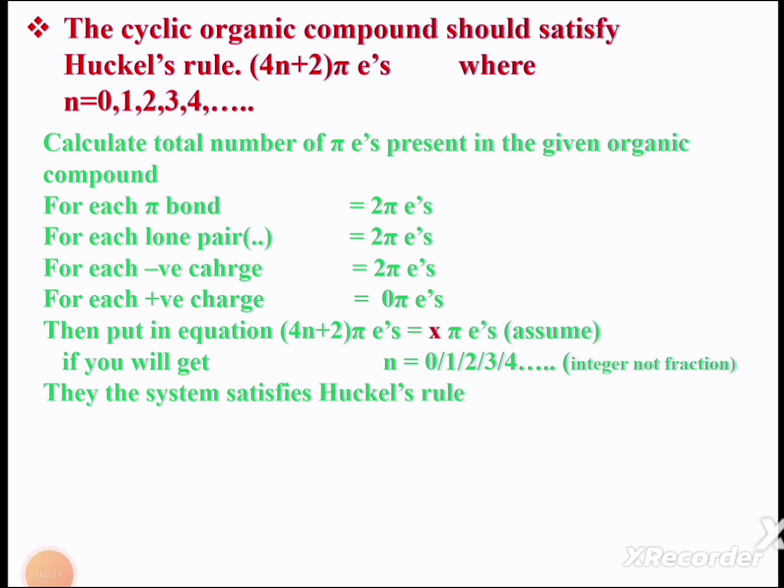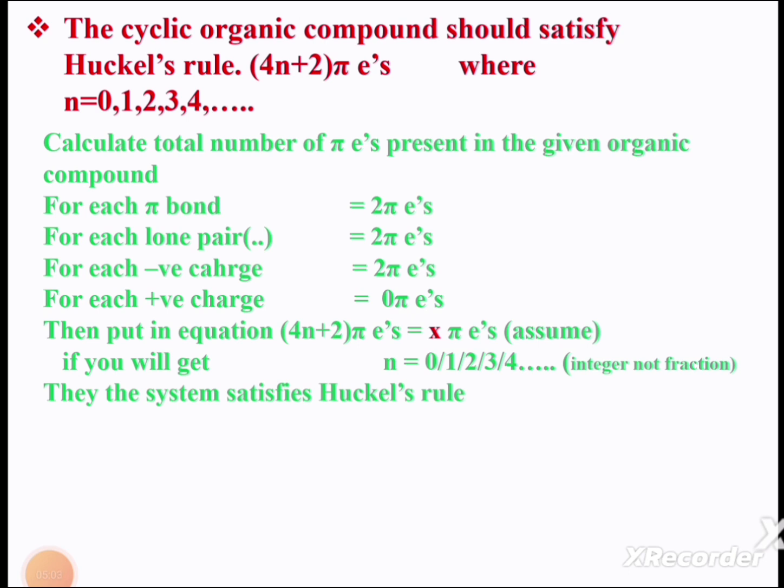So to calculate, we have to find out how many pi bonds are there. For each pi bond, we will calculate 2 pi electrons. If in a conjugation system we have a lone pair, that will be calculated as 2 pi electrons. If we have a negative charge, that will be calculated as 2 pi electrons. If we have a positive charge in conjugation, that will be calculated as 0 pi electrons.